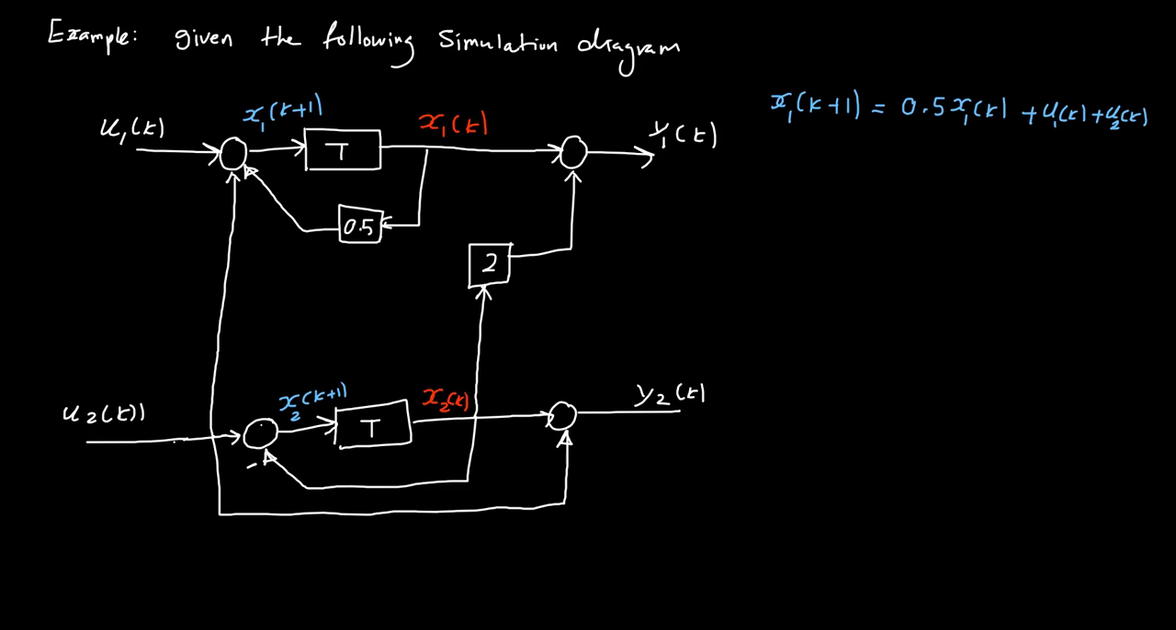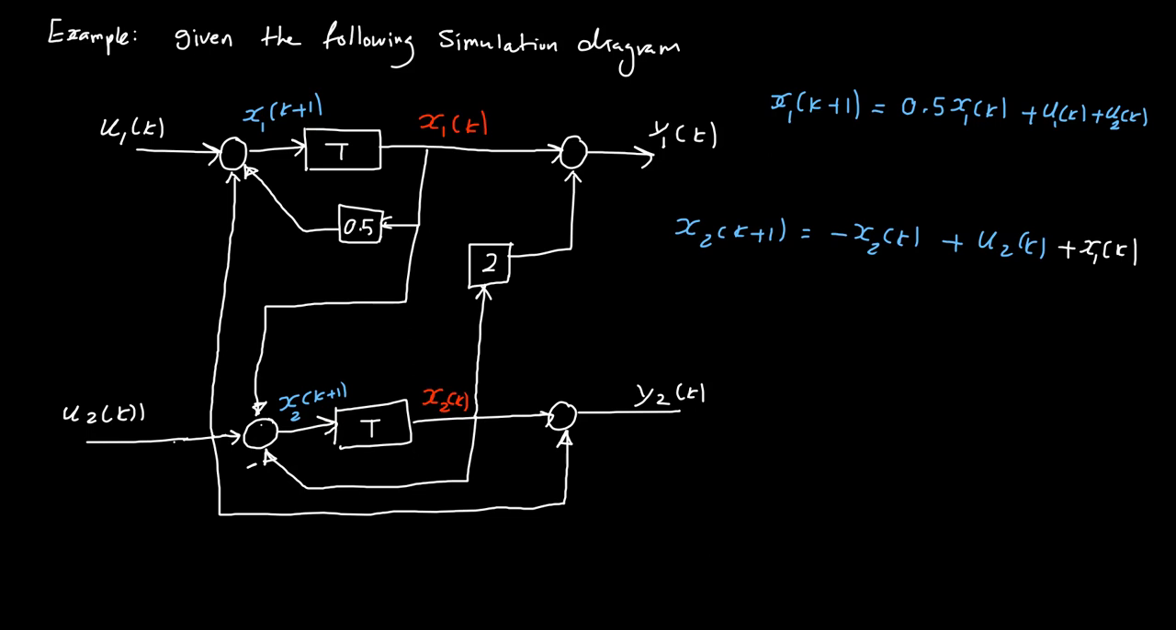Now the same thing we can do for x2 of k plus 1, which will equal minus x2 of k plus u2 of k. Now if we increase the complexity of the system by adding, let's assume, another connection here, this will be plus x1 of k.